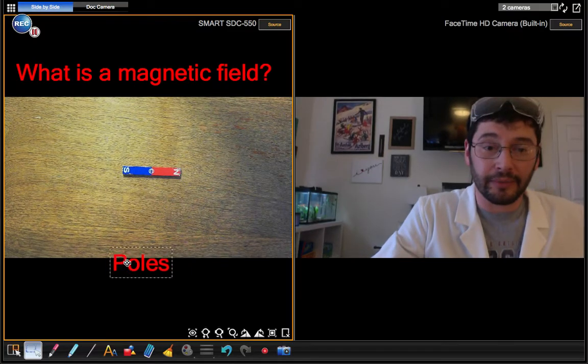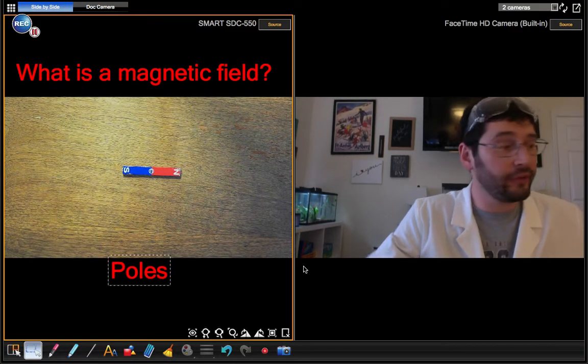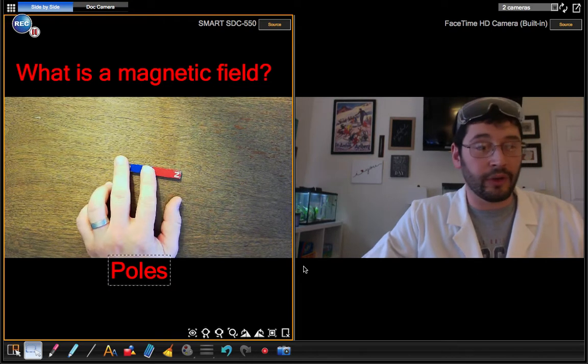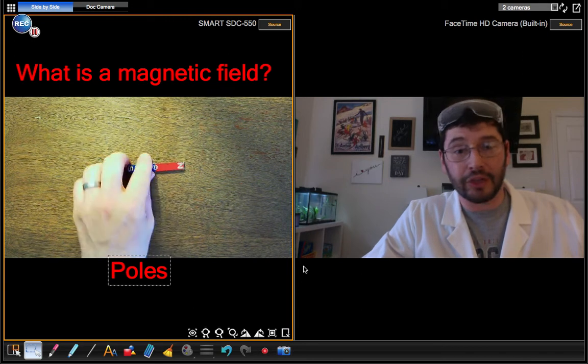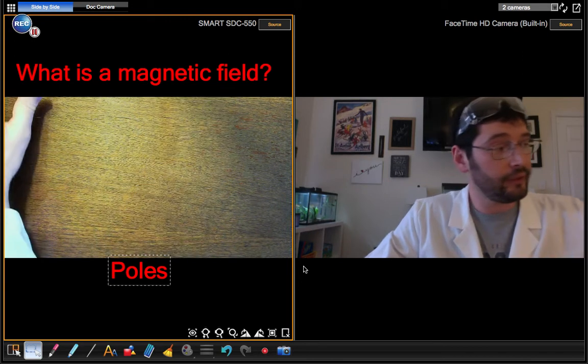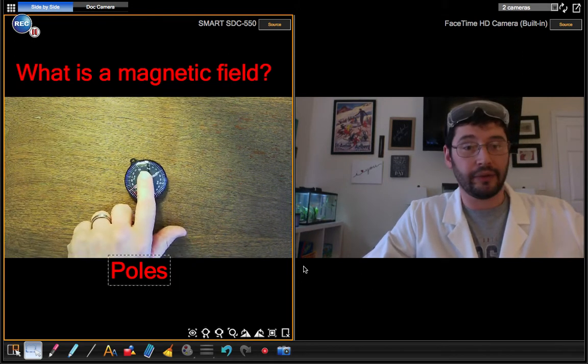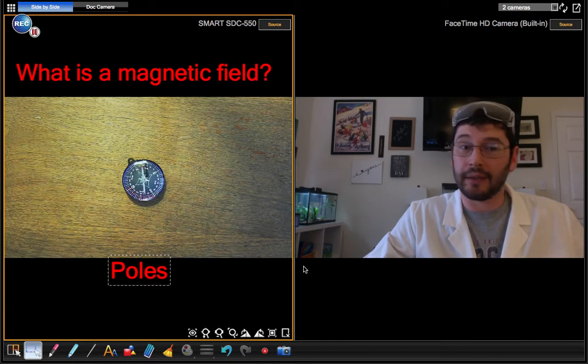And I'll put this down here, because we have our different poles. And the Earth, being a giant magnet, we can use those for navigation. And some of you might have one of these at home. And this is a tool that we can use to detect magnetic fields. And this is called a compass.